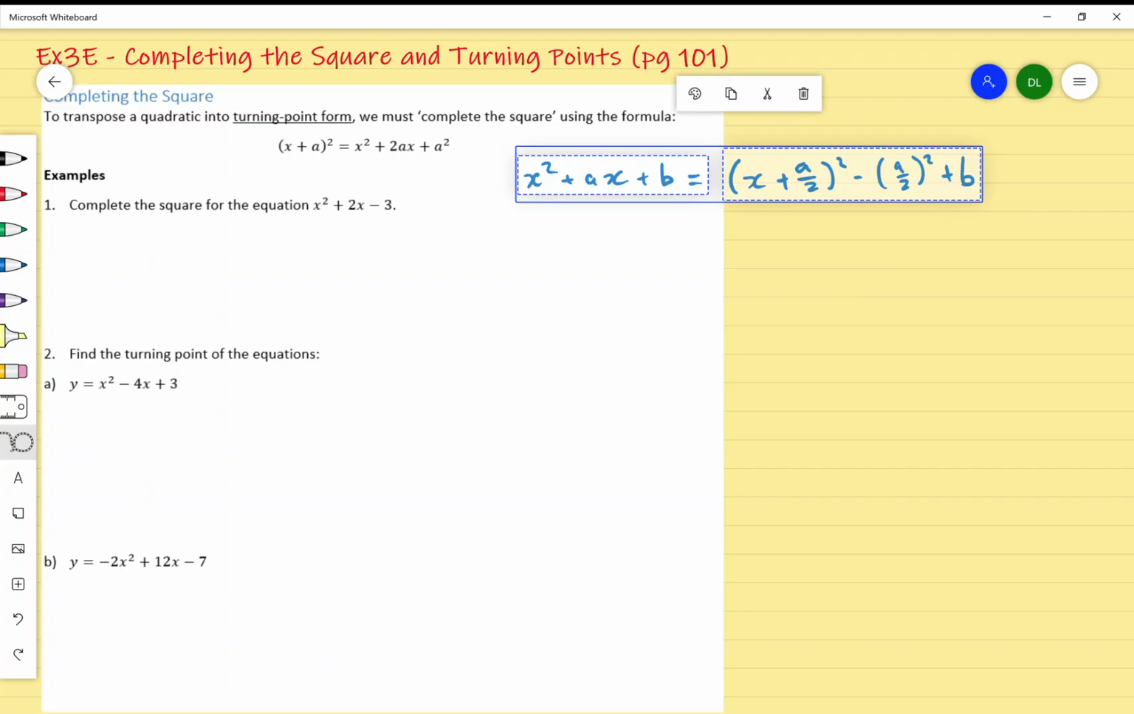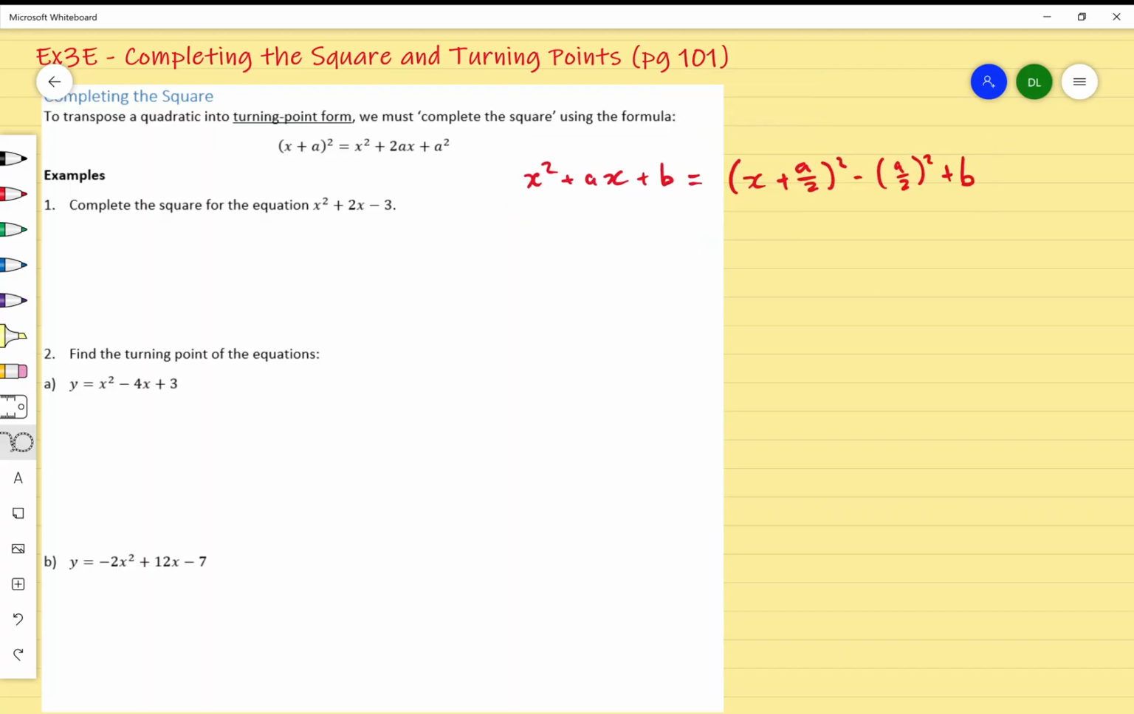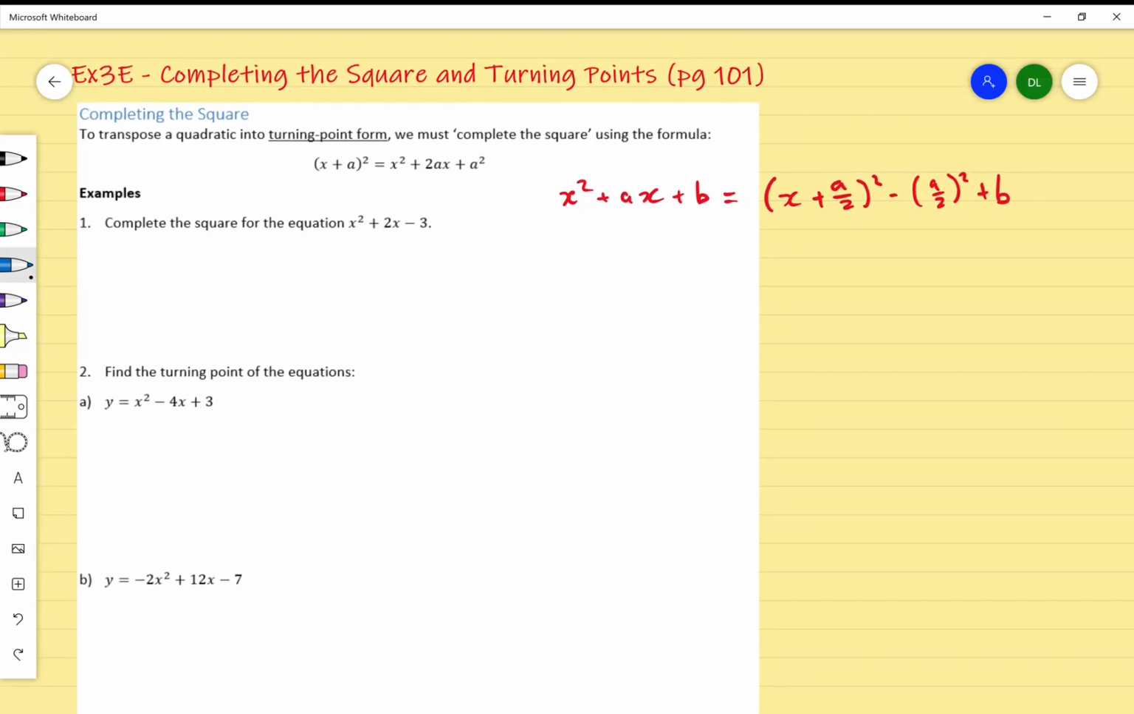And the end goal is that after we complete the square for an equation, we will end up with that equation in turning point form. Okay? So I'm going to try to put that into practice over here.